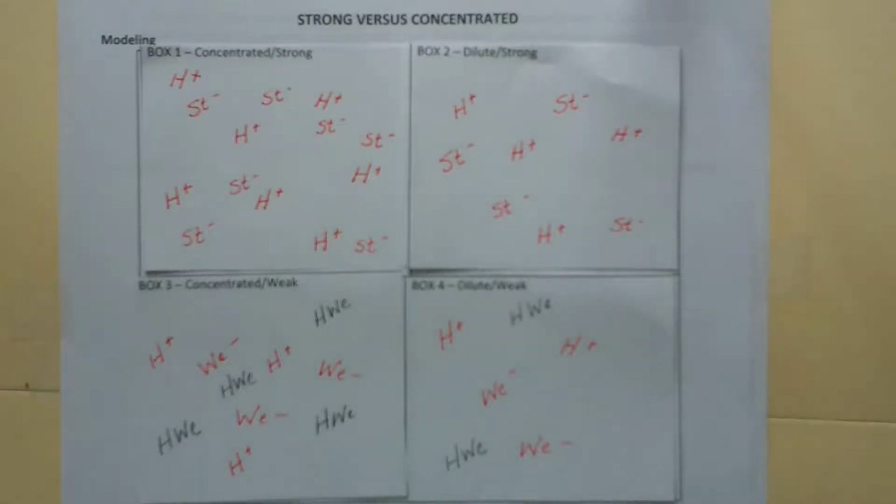Just looking at it, you can see that these 2 boxes up here have nothing that stayed together. While these 2 boxes down here, since they're weak, did have things that stayed together.